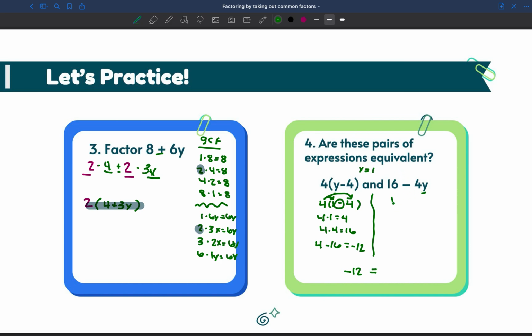Looking over here, we have 16 minus 4y, and we are substituting 1 in for y. So now we have 4 times 1 equals 4, and we have 16 minus 4 now, which gives us the answer of 12. And we would say that these are not equivalent expressions because they are not the same value. We have a negative 12 and a positive 12.